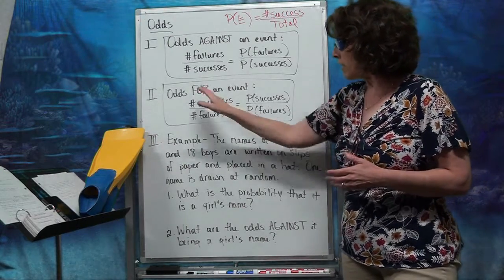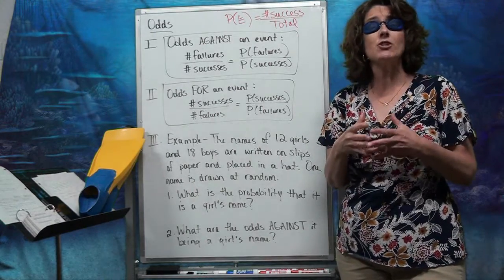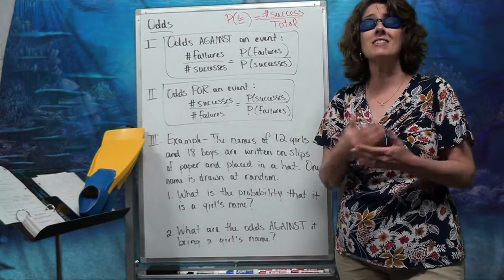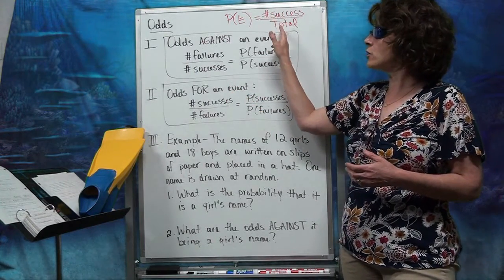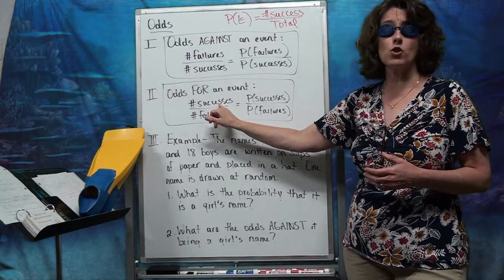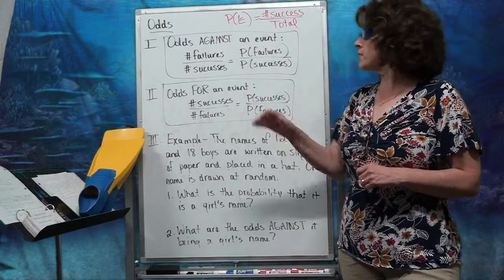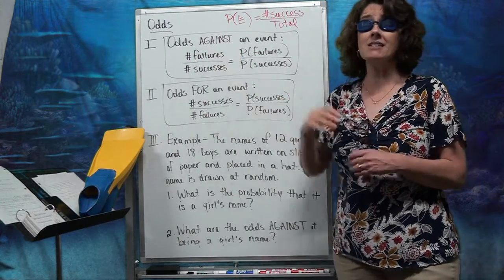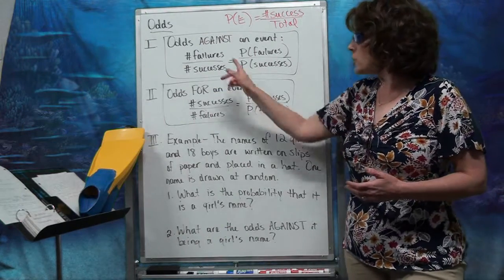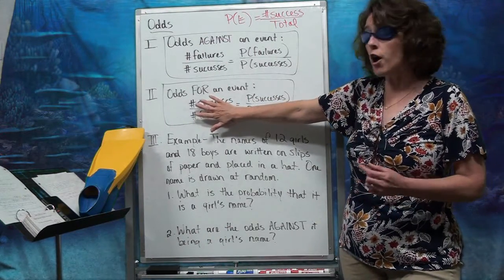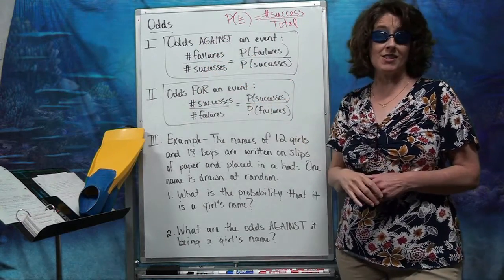So if I want to talk about, let's skip down here, the odds for an event. If it's for something, that means it's good. That means I want it to happen. That means a success. So the odds for an event will no longer be successes over total, but it'll be the number of successes over the number of failures. But on the flip side, if I'm talking about odds against an event, against is bad. I don't want it to happen. So that means a failure is what I'm looking at. So it would take this formula for odds for an event and flip it so that it would be the number of failures over the number of successes.